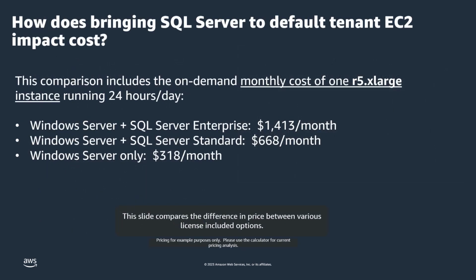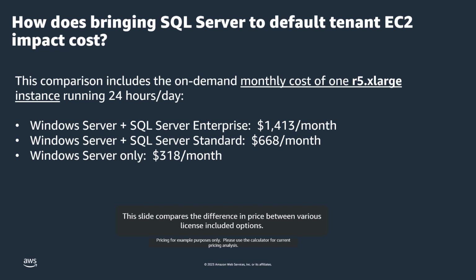A very common question is, how does bringing SQL Server to default tenant EC2 impact cost? So I've got a comparison here of the cost of one R5 X-large instance running 24 hours a day. If a customer runs that instance 24 hours a day for a month, the cost for Windows Server and SQL Server Enterprise is $1,413. If that customer were to bring SQL Enterprise with active software assurance, their cost would be $318 a month for Windows Server only.